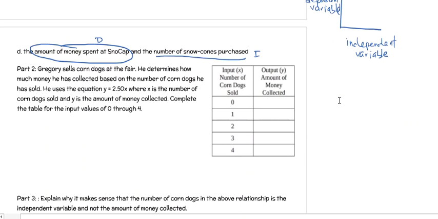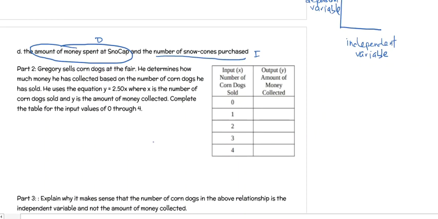Anyway, part 2 of your Explorer activity. So Gregory sells corn dogs at the fair. He determines how much money he has collected based on the number of corn dogs he has sold. That makes sense. He uses the equation y equals 2.50x, where x is the number of corn dogs sold and y is the amount of money collected. Complete a table for the input values of 0 through 4.